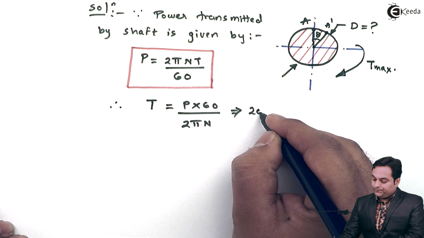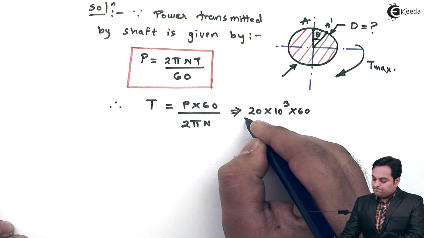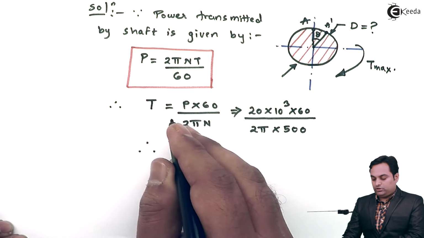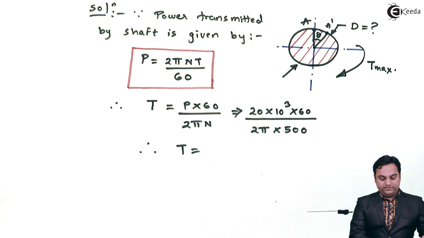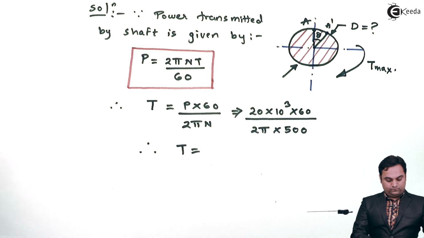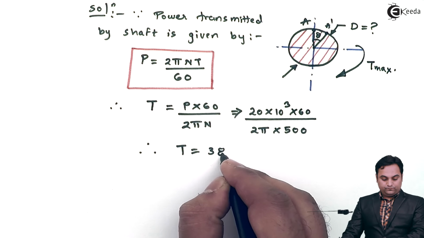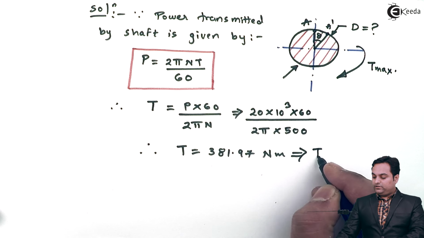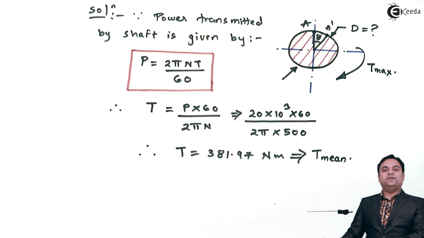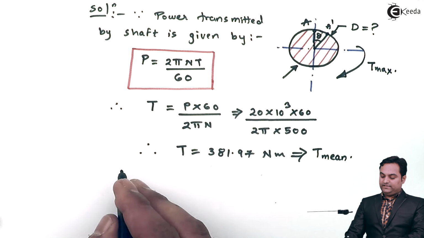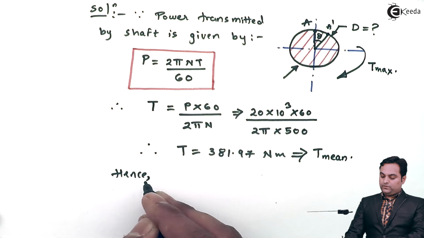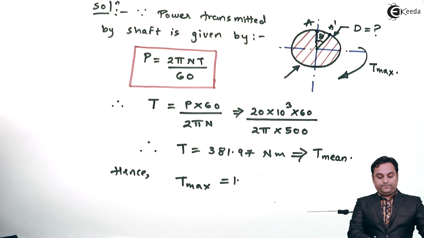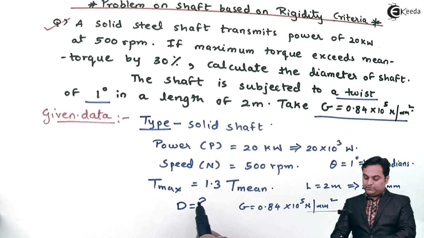Power, it is 20 into 10 raised to 3. Speed is 2 pi into 500. So from this, the torque value which I have, my answer is 381.97 Newton meter. Now this torque is nothing but the mean torque, or we can say average torque. Now after this, I can say that hence T max, that is maximum torque, the relation is given, it is 1.3 times of mean torque.